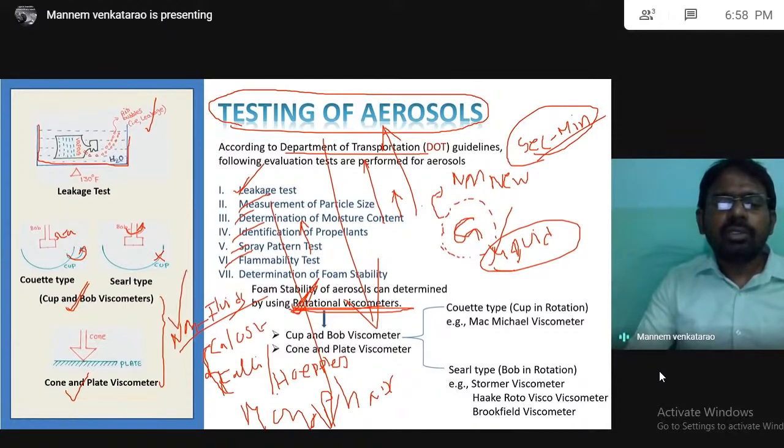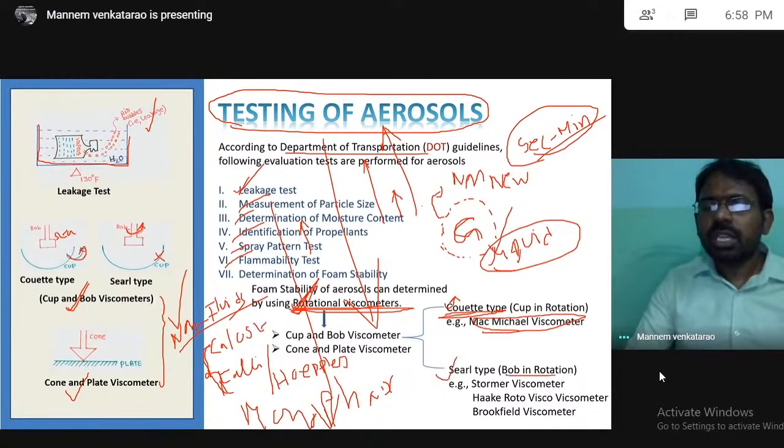Examples of non-Newtonian fluids are biphasic dosage forms. Yes, aerosol is also a biphasic dosage form. Okay, next. If the cup is in rotation, how could I identify? If the cup is in rotation, then it is named a Couette type of rotational viscometer, where the cup is in rotation and the bob is stationary. Example, the MacMichael viscometer. Only one instrument is available in the current market that belongs to this type, where the cup is in rotation and the bob is stationary. Next, searle type. In searle type, the bob is in rotation and the cup is stationary.